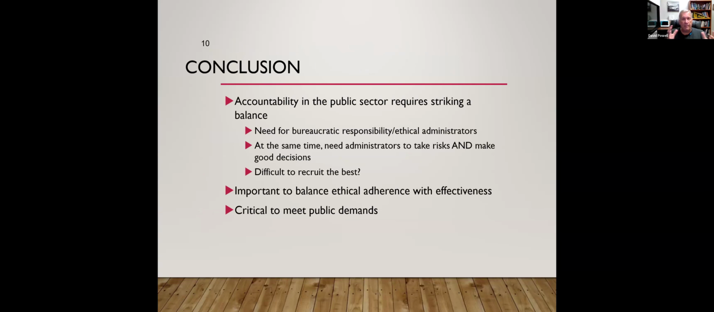So just to wrap up what we've talked about so far tonight, accountability in the public sector really does require the striking of a balance. We need to balance external controls with the internal training and character of our employees. We also need to balance these strict ethical standards with providing enough flexibility so that administrators can do their jobs and do their jobs well, and so that we can also attract the best and the brightest into the public service.